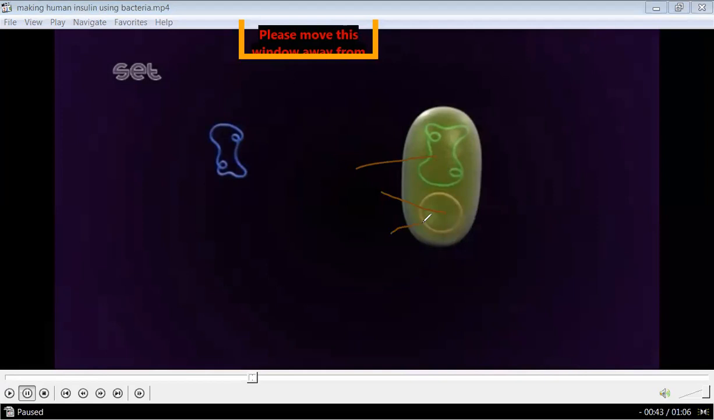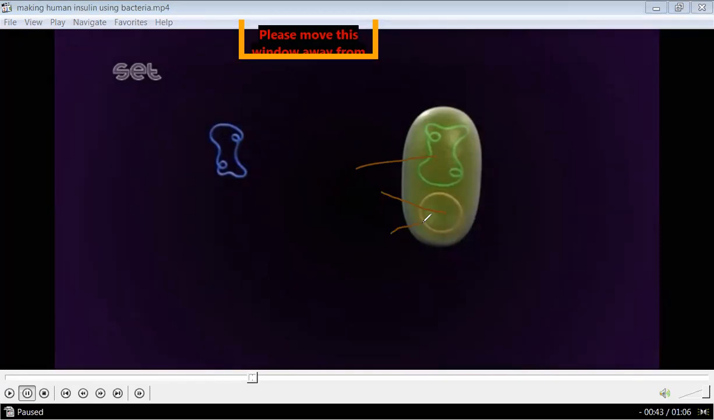The circular plasmid. So they take this plasmid and cut it like this, because it has this section, it has genes, okay? They need to cut it and add another gene to it to complete the plasmid, and in this case, the insulin gene. So we will see how they do this exactly. They need to insert this into the bacteria genes.